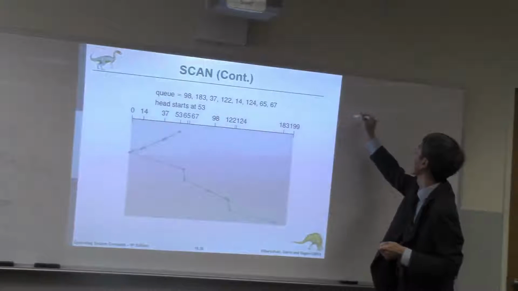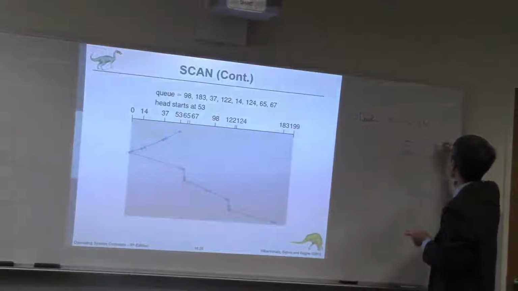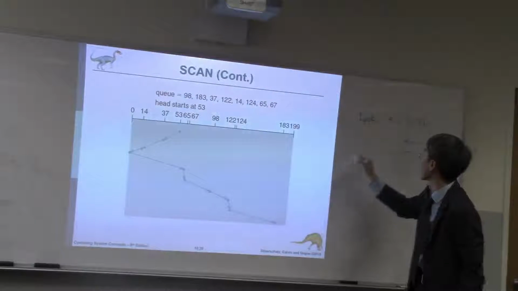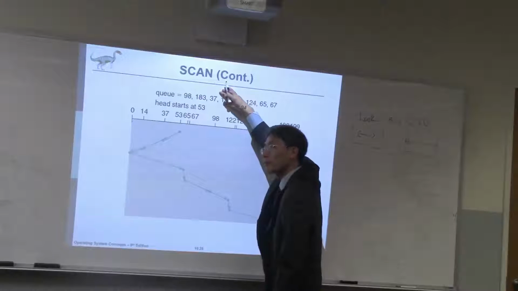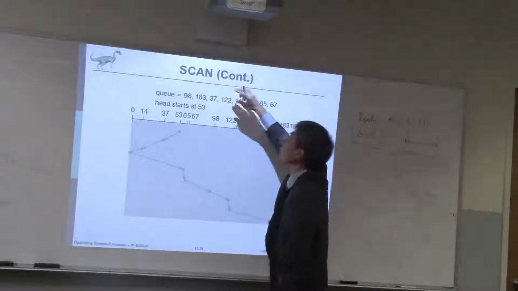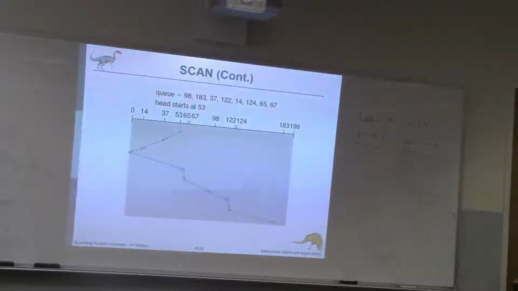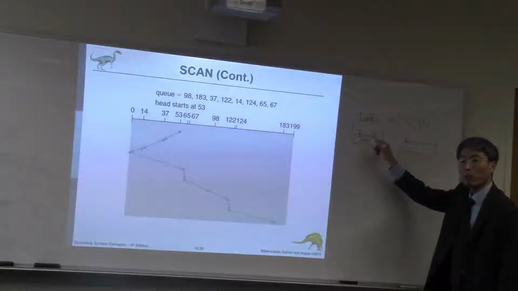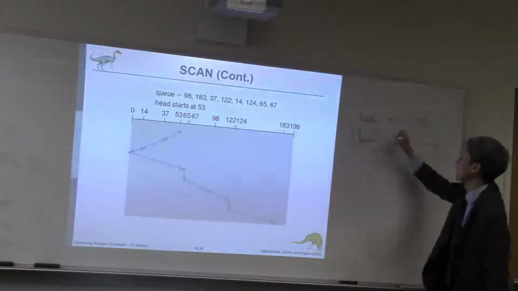So the difference between the scan and loop is that scan reads the 0 and the maximum cylinder. But loop only goes between the minimum cylinder number in the queue and the maximum cylinder number in the queue. So that is the difference. And both sides, it is moving forward and backward, both directions, but not to the edge.